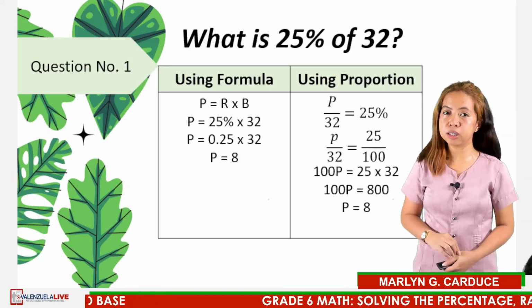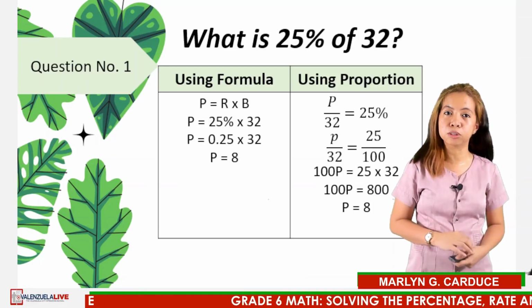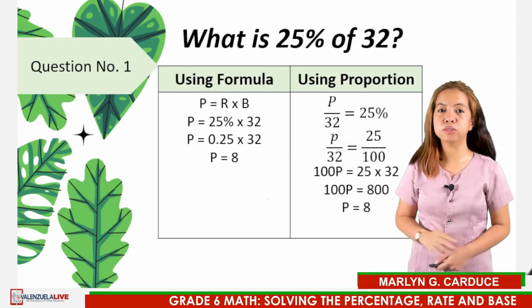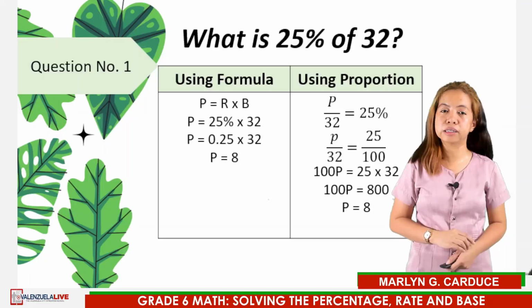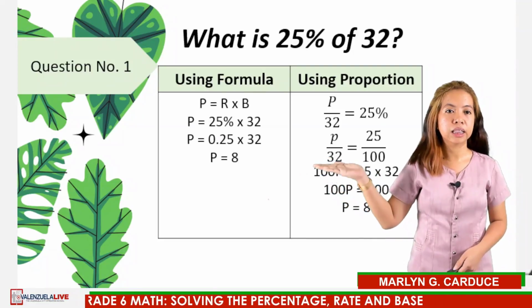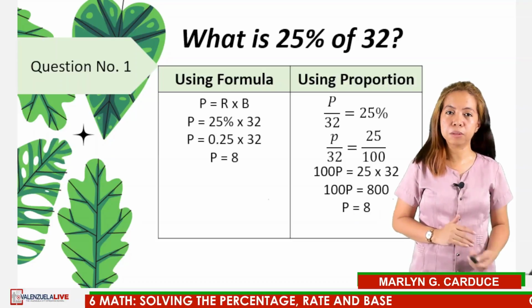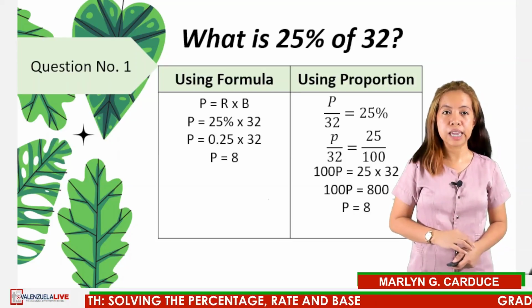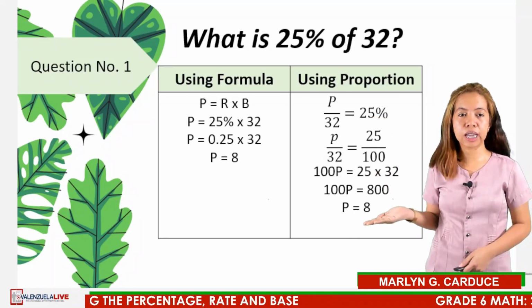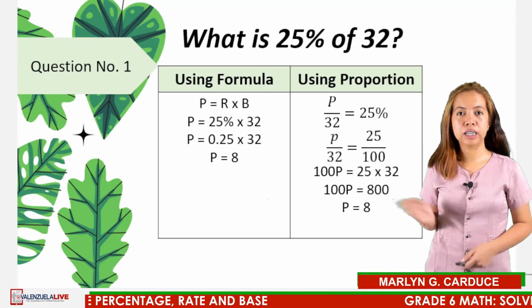So percentage is equal to 25% times 32. And then change 25% into decimal form, so that will be 0.25. And then multiply it by 32, and we get the number 8. So our percentage is equal to 8. The same thing happens when we use the proportion. We also get 8 as our answer.